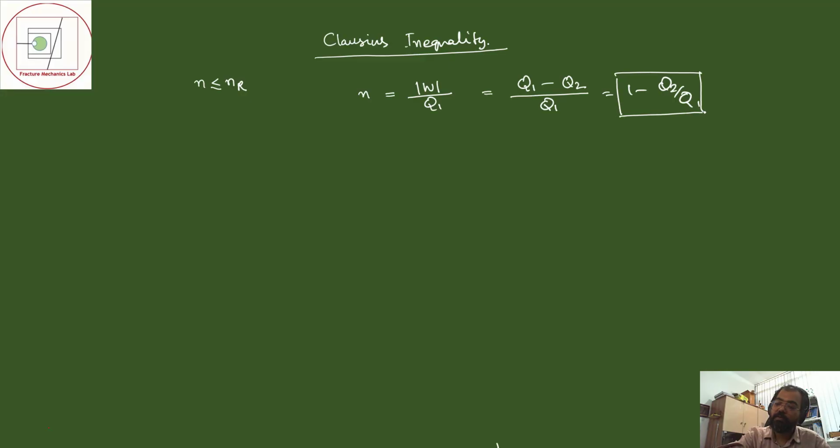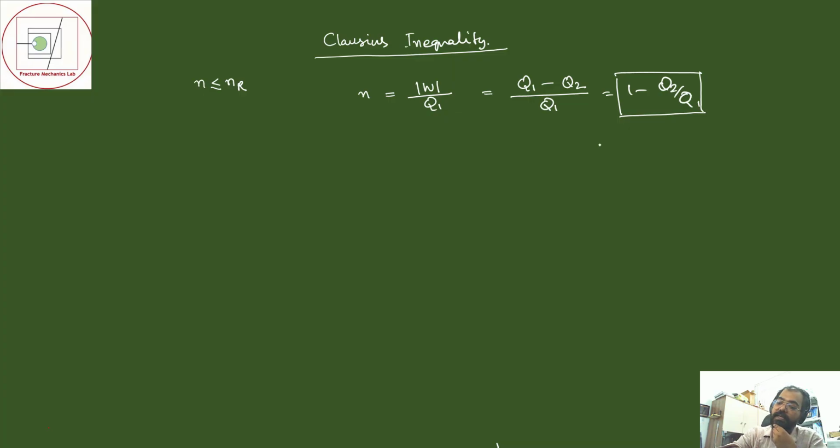Now imagine that you have a lot of reversible engines. All of them will have the same value of 1 minus Q2 by Q1, irrespective of the material the engines are made of, irrespective of the type of engine and things like that. Therefore, this Q2 by Q1 cannot be an extensive property; it has to be an intensive property. It is independent of the amount of material.